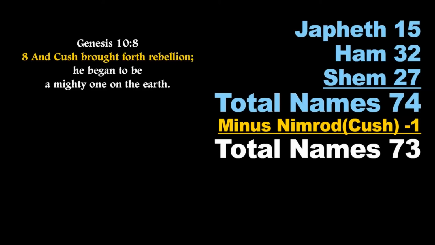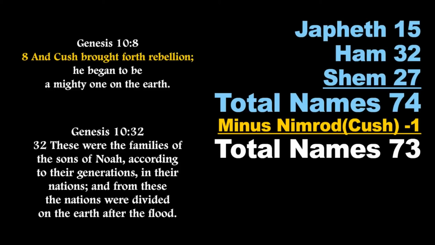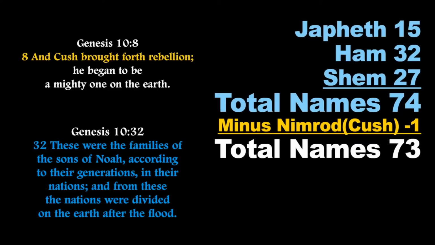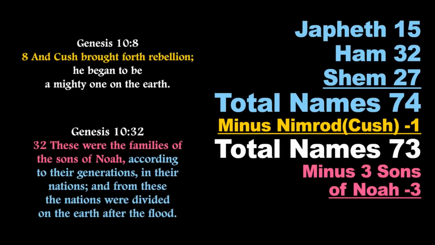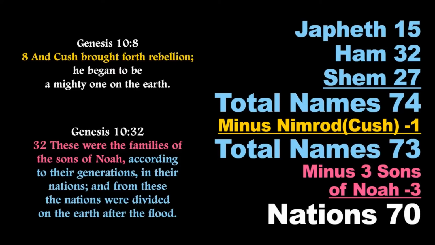We'll drop the thumbnail of Nimrod's video so we can add in a key verse to understand the table. These were the families of the sons of Noah, according to their generations, in their nations, and from these the nations were divided on the earth after the flood. The families of the sons of Noah. This means the sons of Noah are not supposed to be counted in the table of nations. So if we minus the three sons of Noah, we come up with the 70 nations, which matches Jewish tradition and connects the numbers. So that is how the 74 names listed in the table of nations should be counted as the 70 original nations after the flood.